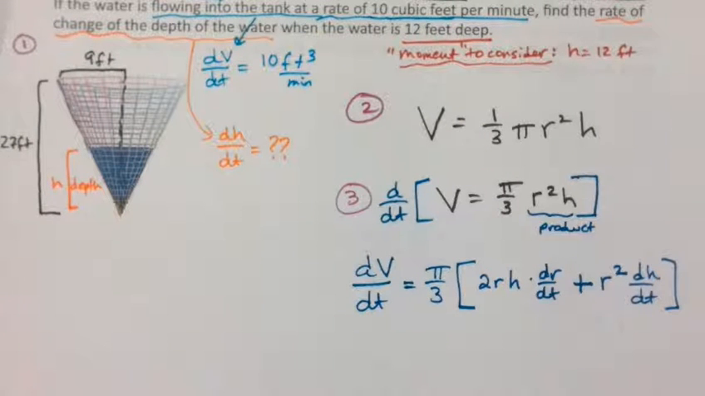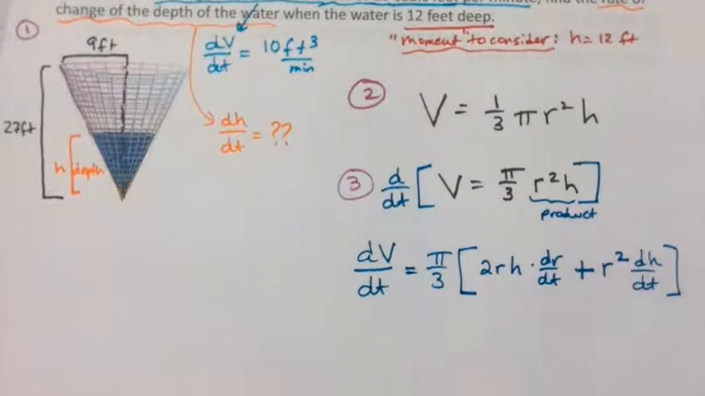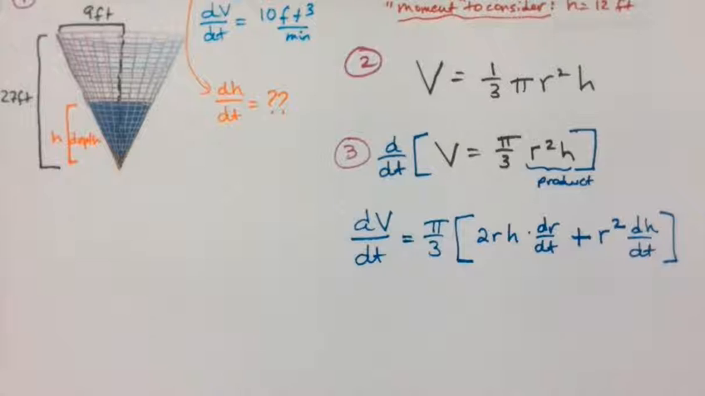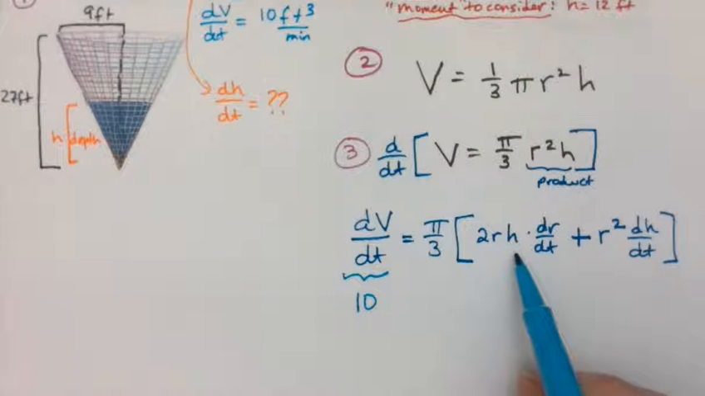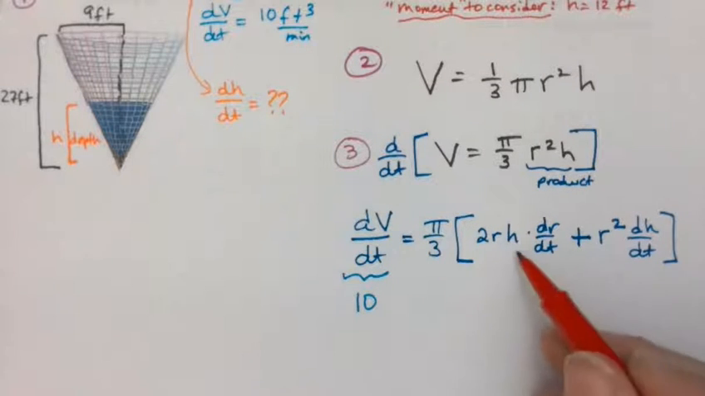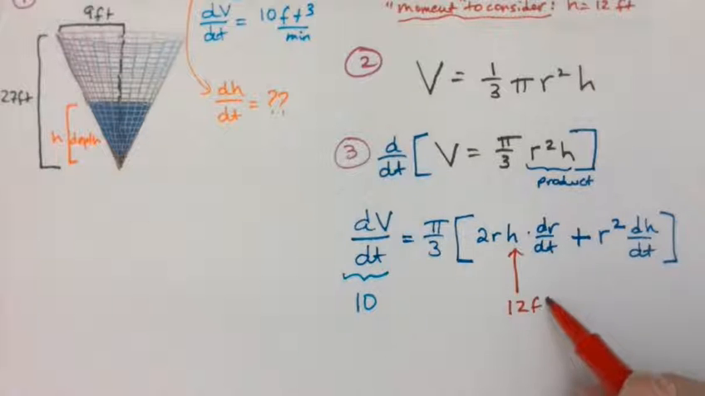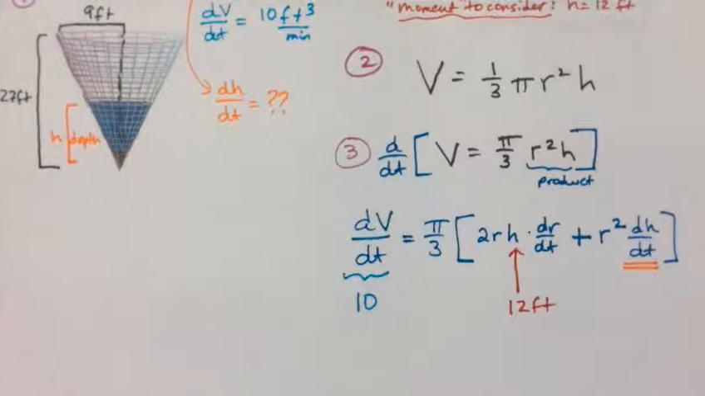Okay, great. Well, we have some things we can substitute because we're done with step 3. We've actually found the derivative, but we've got some work to do. We know that this value right here is going to be 10, so that's no problem. We know that's pi over 3, no problem. h we know is going to be 12 feet because that was given to us. The dh/dt bit right here is what we're looking for, so that's great. But we have some problems because I don't have r values, nor do I have a dr/dt value. So I'm going to have to go find those.